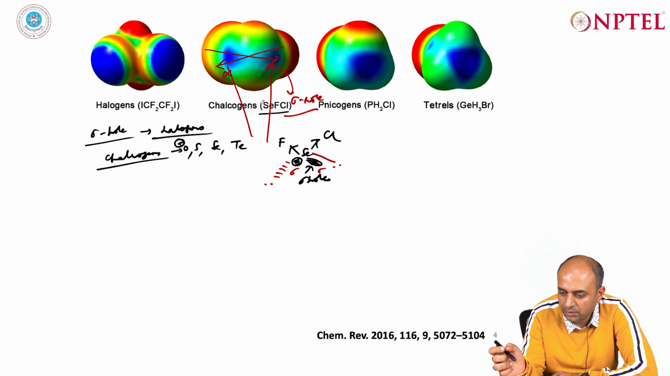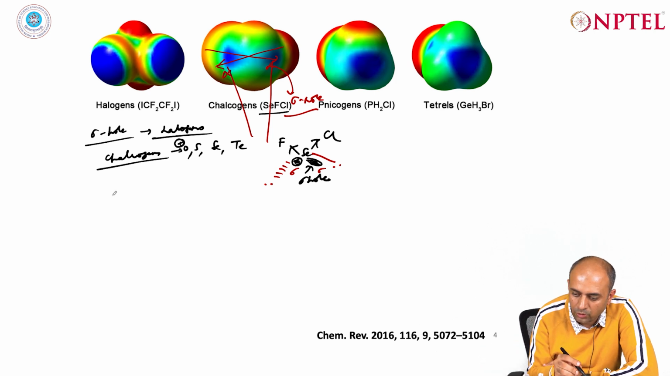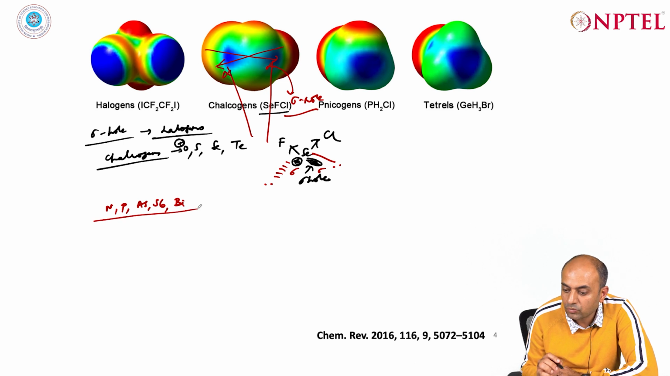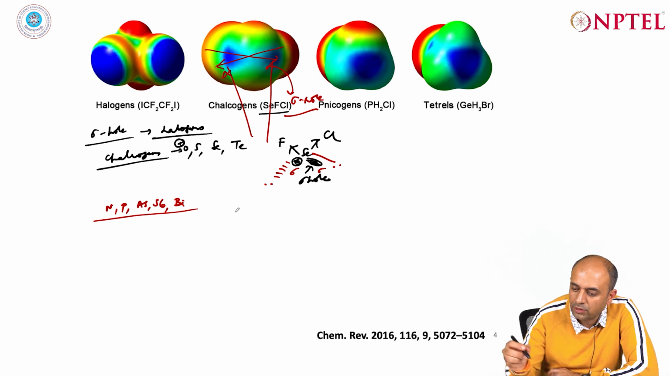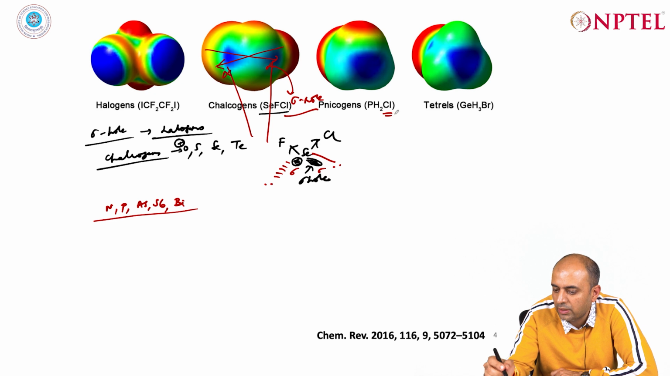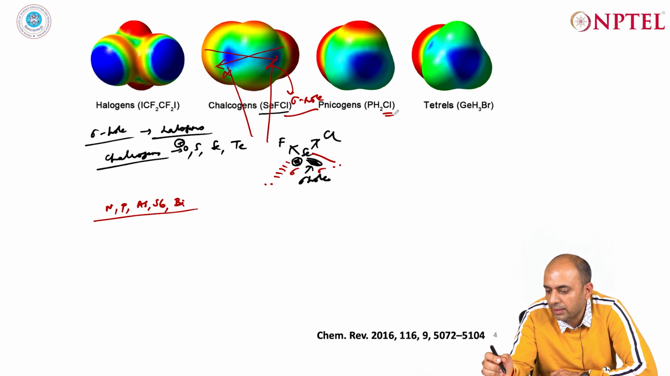Along the same lines, we can now go to the pnictogens also. Pnictogens correspond to nitrogen, phosphorus, arsenic, antimony and bismuth. So now if you consider, for example, the heavier pnictogens like phosphorus, and in case of phosphine you replace one hydrogen atom with chlorine, you can see very clearly that there is a sigma hole on the phosphorus atom.